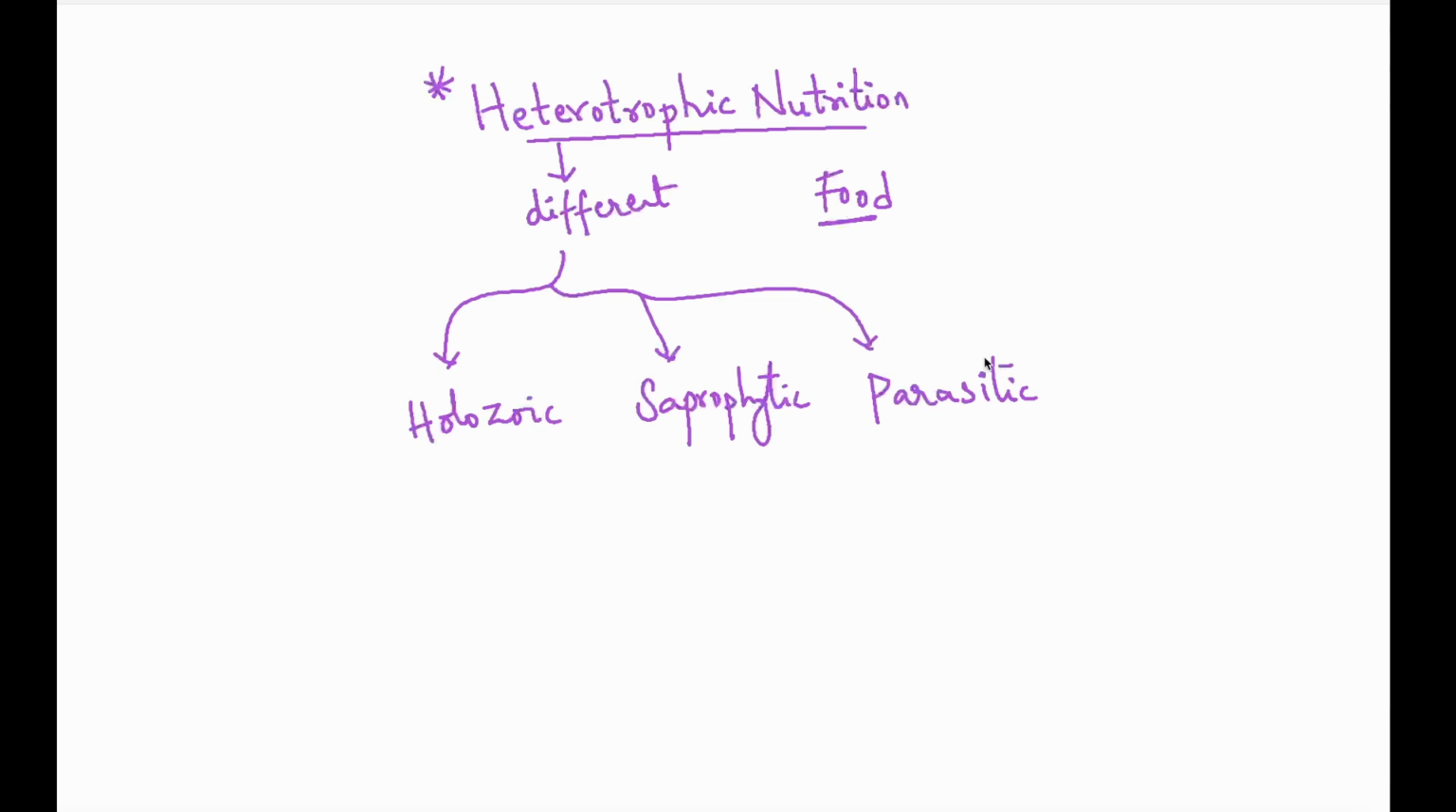Now heterotrophs are also important for the environment because they mainly help in the recycling of nutrients, especially the saprophytes. They are very important to the ecosystem because they help in recycling the nutrients and also help to keep our environment clean. So let's start with Holozoic nutrition. So holo means complete or whole.